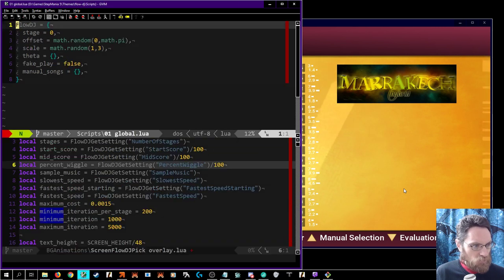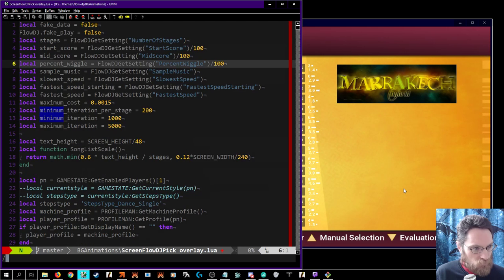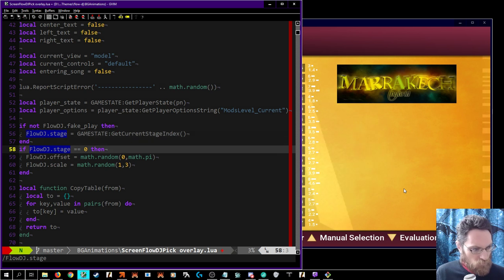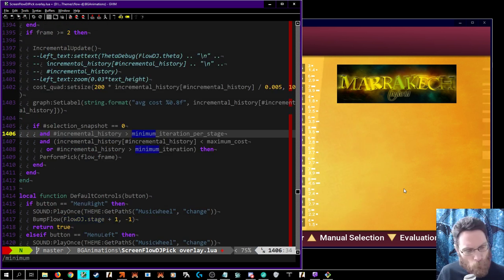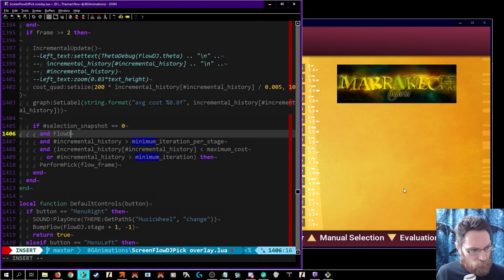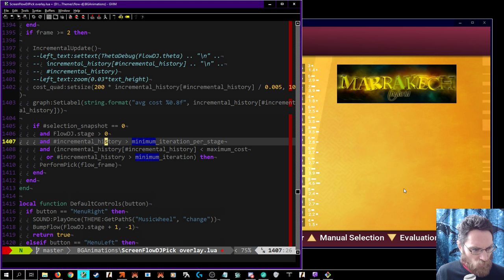And that is in global flowdj.stage. If it's stage zero, we reset stuff. So essentially, the automatic switch only happens if flowdj.stage is greater than zero, and we're greater than here.